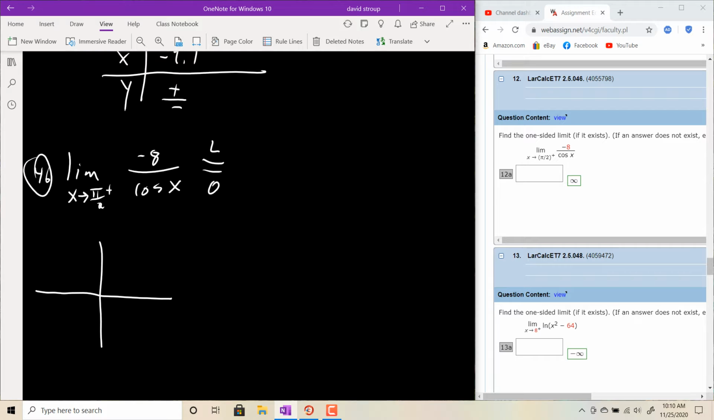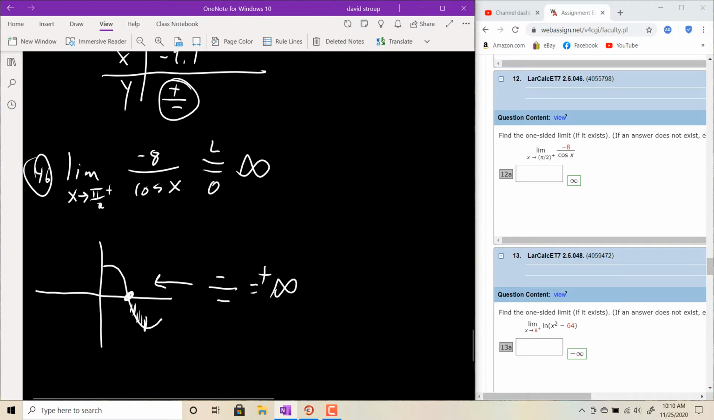Anyways, cosine looks like this. I'm coming in from the positive side to pi over 2, and pi over 2 is right here. So the cosine values, these output values, will all be negative coming in there. So you'll have a negative over the cosine of something that is coming in from the left, which will produce a negative, so that will end up being positive infinity.